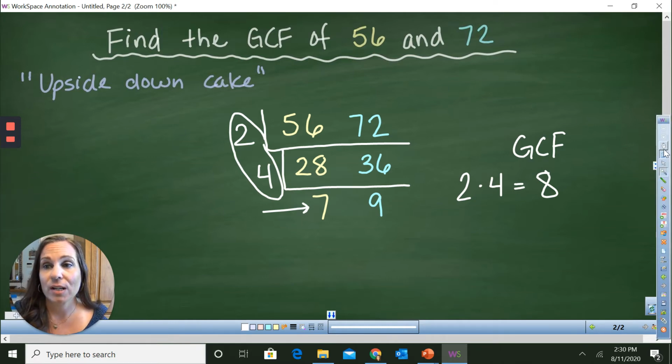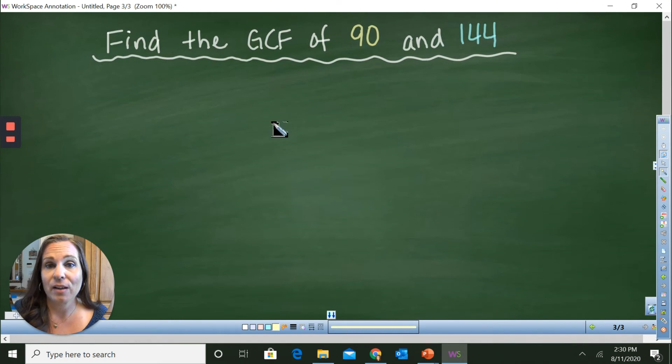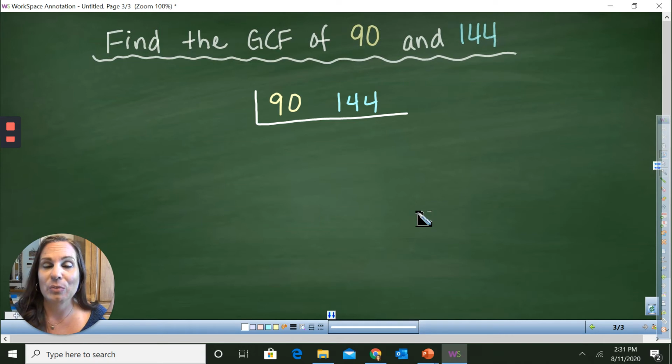Let's try 90 and 144. Okay, so I'm going to start off the same way, right? I'll write them side by side and think, what goes into 90 and 144? Well, again, I know they're both even, so I can divide them both by 2. 2 and 3 are usually good ones to start with. So 2 goes into 90 45 times, and 144 divided by 2 is 72.